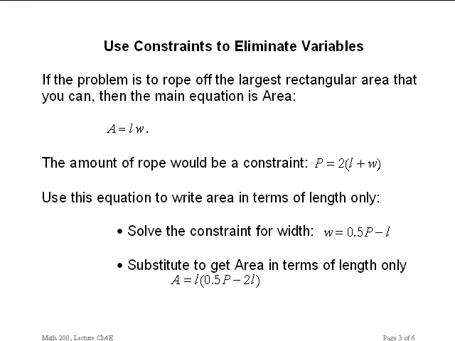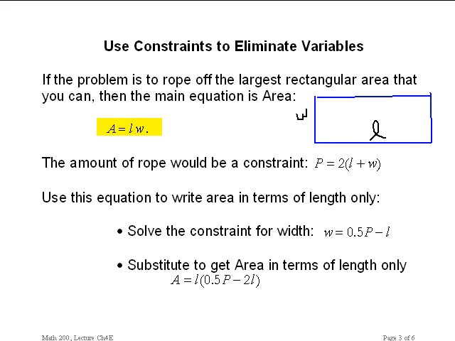Say your problem is to rope off the largest rectangular area that you can with a certain amount of rope. So of course that's pretty easy. You can sketch a situation here. And something here is the width, and over here is your length. Now you need to write the main equation. The main equation is area equals length times width. Alright, you've got the area depending on 2 variables, length and width.